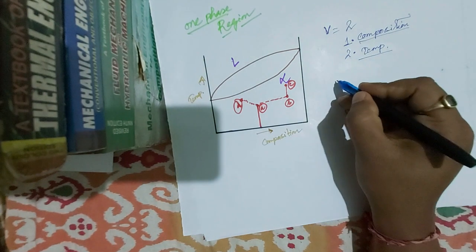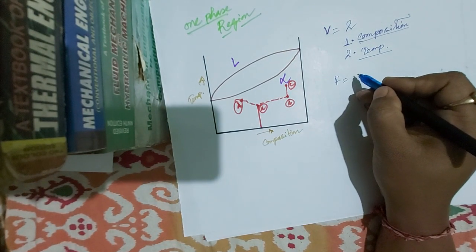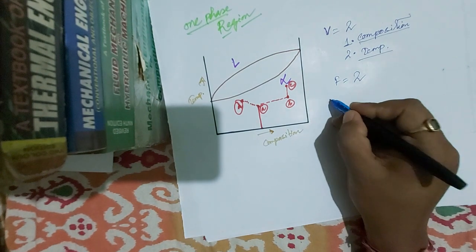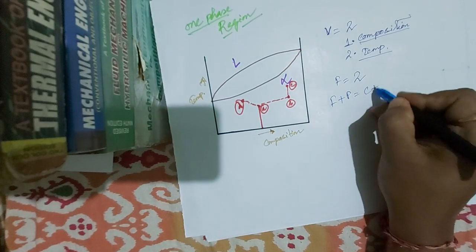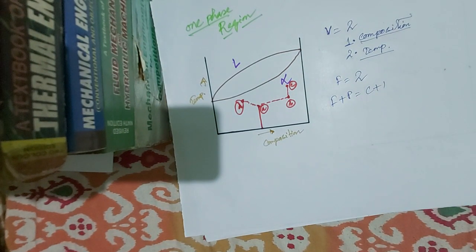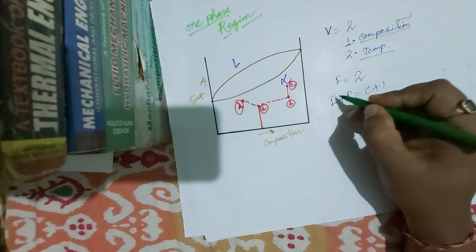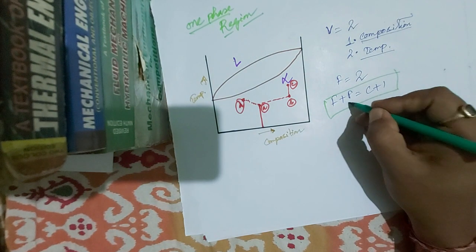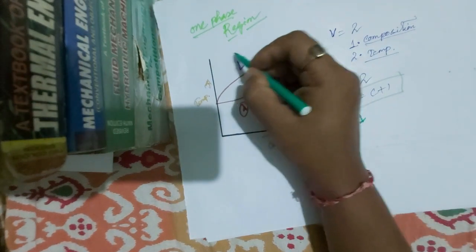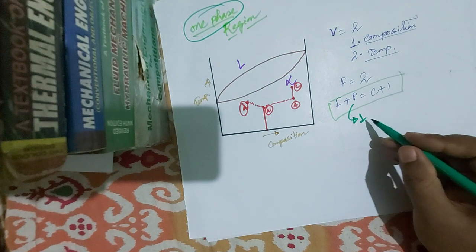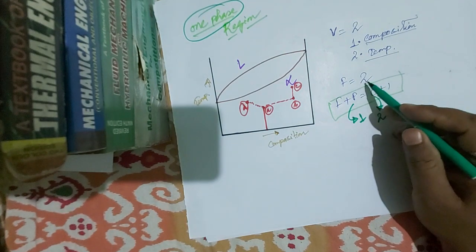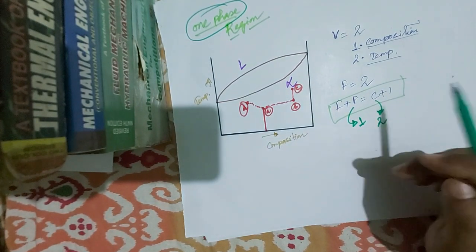So here the degree of freedom F is equal to 2. F plus P is equal to C plus 1. We have used this formula to find the degree of freedom, where P is equal to 1 as we are taking one phase region. P is equal to 1, C is equal to 2. So ultimately the degree of freedom will come as 2.